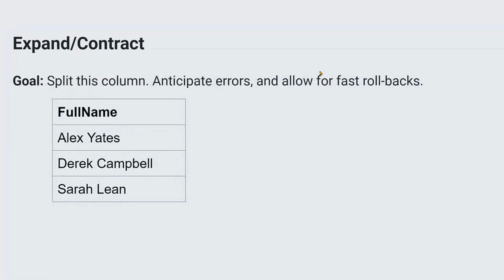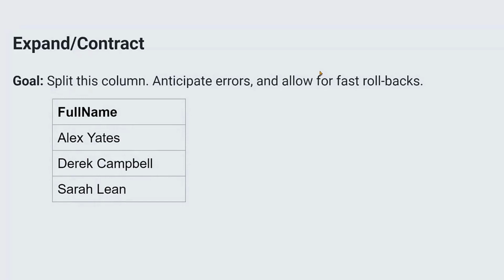So our goal is to split this column. We want to anticipate that errors may occur, and at every single point in the process, we want to be able to enable a fast rollback. These sorts of changes happen thanks to the expand contract pattern, where we always allow one level of backward compatibility. If you want to learn more about this in more detail, check out Refactoring Databases by Pramod Sadalage and Scott Ambler.